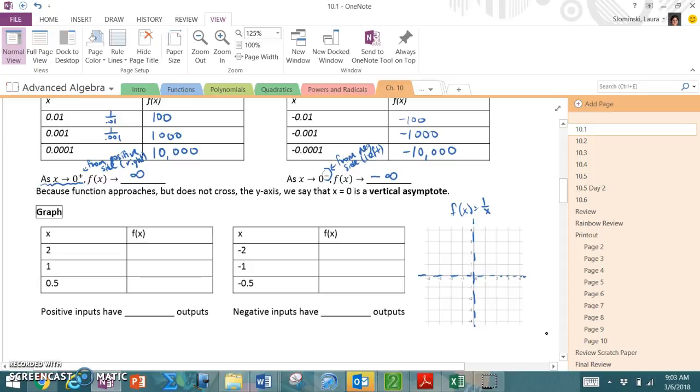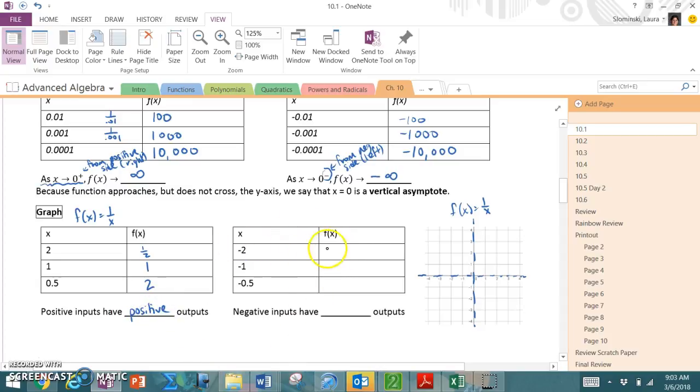This is the first time we've looked at a graph that actually has both a vertical and a horizontal asymptote. Now we're going to use these tables to continue to find some other things, and again we're still working with the equation f of x equals 1 over x. If I plug in 2 for x, I get 1/2. 1 divided by 1 is 1, and 1 divided by 1/2 is going to be 2. So every time I have a positive input, I end up with a positive output.